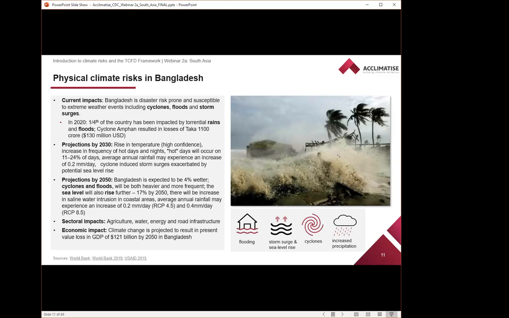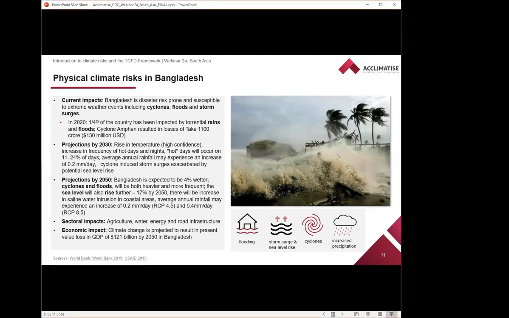In the future, Bangladesh is expected to be considerably hotter but wetter, so with increased frequency and magnitude of cyclones, floods, and storm surges. But critically, sea levels are expected to rise by over 17% by 2050, likely inundating large parts of the country. Sectorally, we already know that Bangladesh sees losses in output and employment in the agriculture sector, and this is expected to be exacerbated. There are also impacts in industry, the construction sector, and utility services. The same World Bank study notes that climate change could result in a present value loss in GDP of over $120 billion for Bangladesh by 2050.